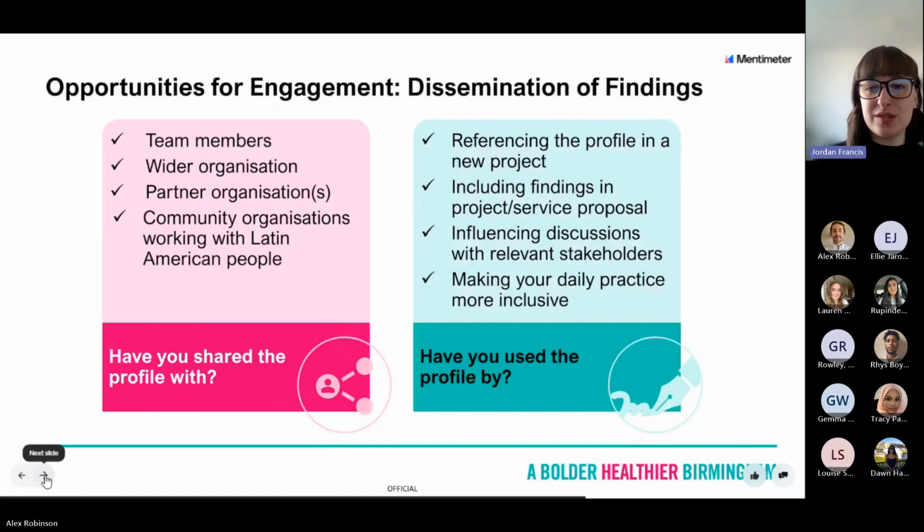And some of the ways that we can use the data in the report to influence our work are included on screen, but this is not a summative list. This is just some ideas of what we can do following the attendance to this webinar.